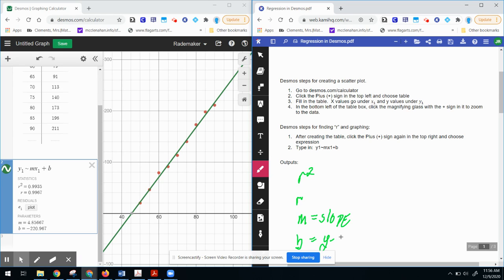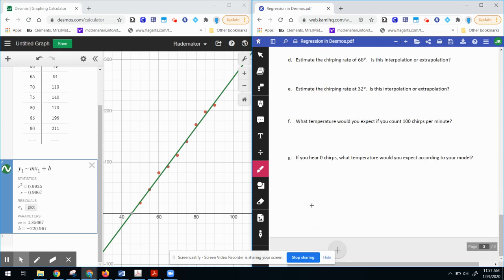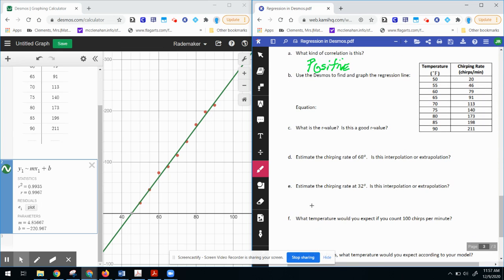Okay. And again, we want the R value. All right, so let's fill this in, and we can finish this worksheet now. We've used Desmos to find the regression line. The equation is just going to be y equals mx plus b, with the y and the x that popped out filled in.